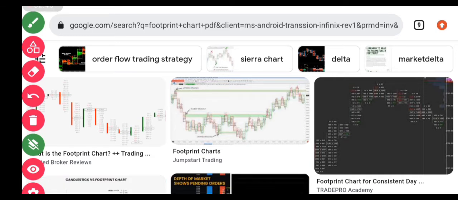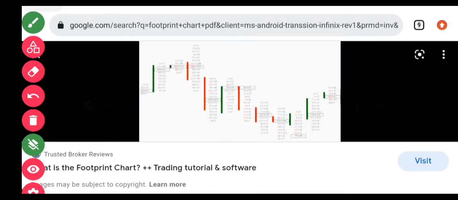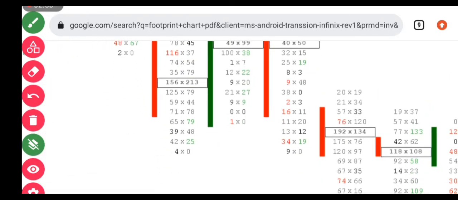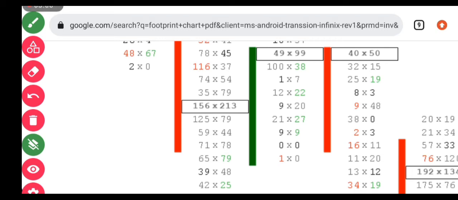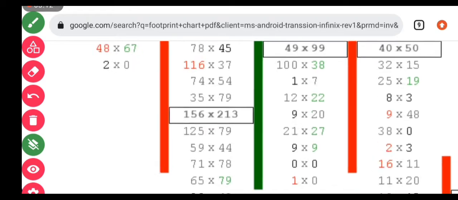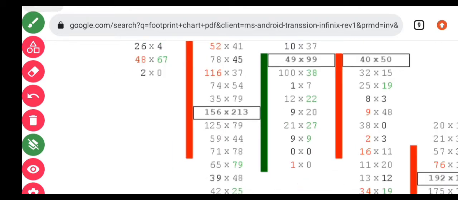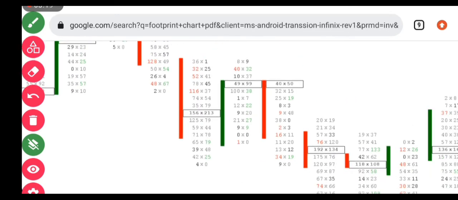Now, the footprint chart is just like the candlestick, but there's a difference. We have the orders as they happen. If you look at this portion, this is the bid, this is the ask. So at this portion, we could see that 156 contracts are being sold, while 213 buyers are in the market at this particular price point. This is a more in-depth look into what is happening in a particular candlestick.